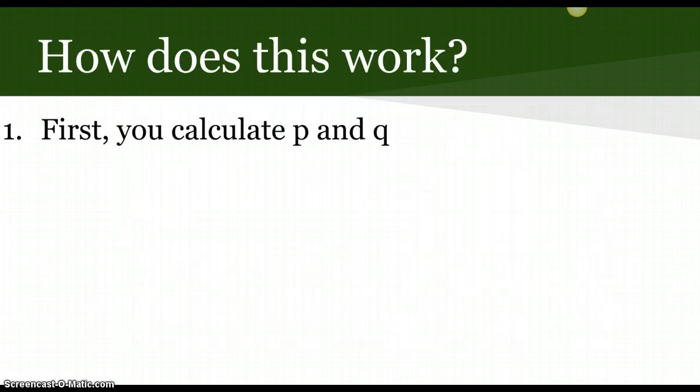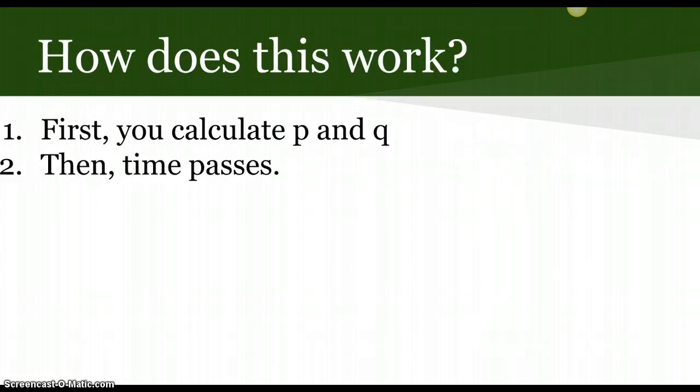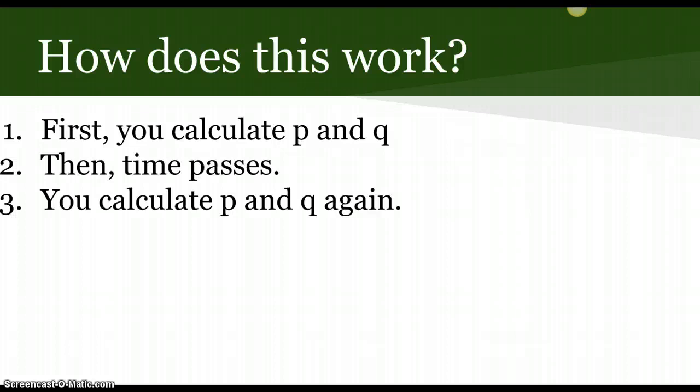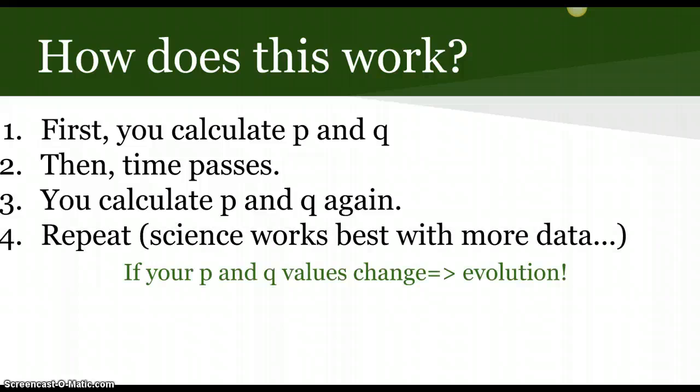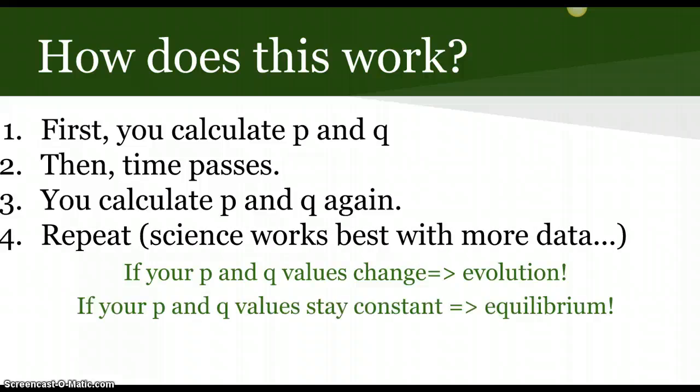So how does this work? First, you want to calculate p and q. Then some time and generations pass. You calculate p and q again, and you repeat because science works best when you have more data. So if p and q values change, then evolution is occurring. If your p and q values stay constant, then your population is in equilibrium.